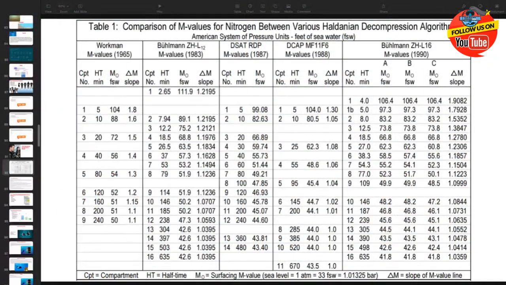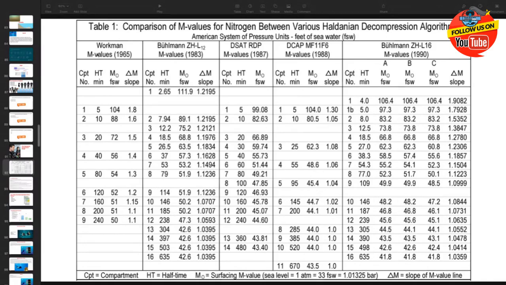And he came up with the idea that there's 16 overall tissue compartments, and that through these half times, we could start measuring and put together an algorithm based upon that. And so it's interesting actually to compare and look at it. I actually have a copy of the Buhlmann math for us to look at, and it's kind of interesting.